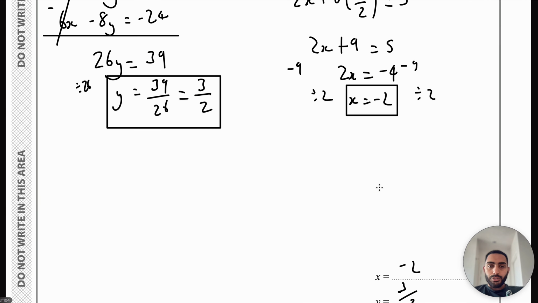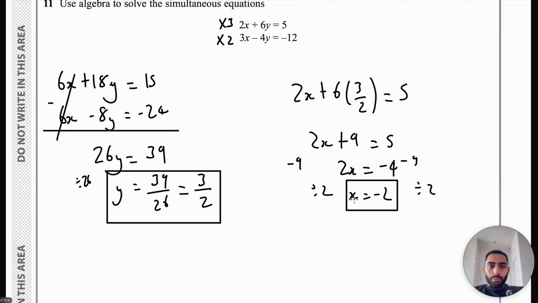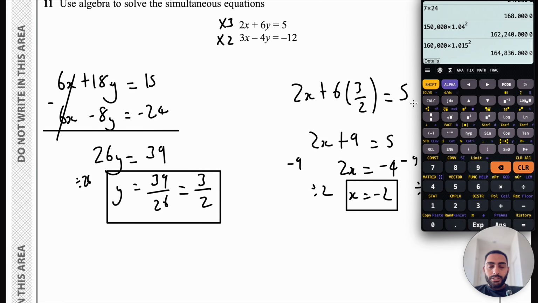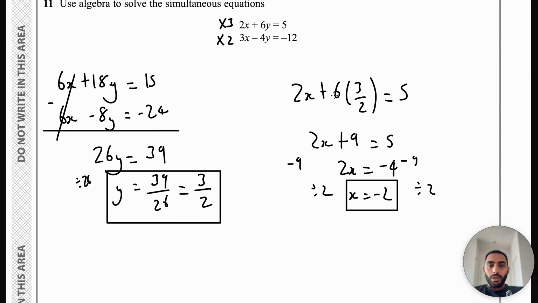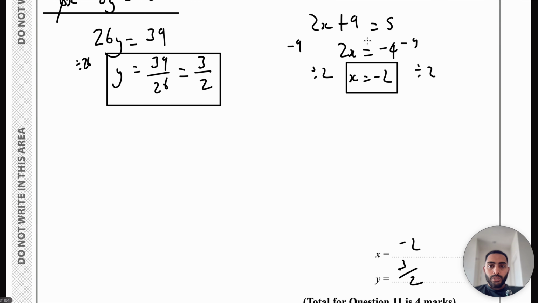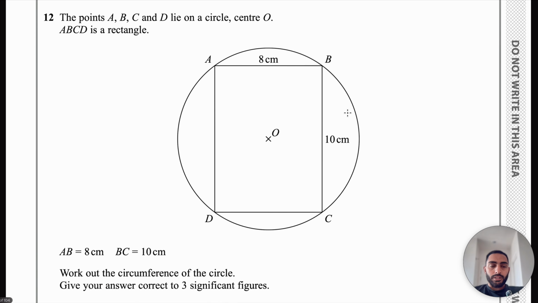And x is negative 2. You can check this by substituting both of these into these equations, and you would get an answer of 5 and negative 12. At this stage, you could also type it into your calculator with the method that I showed you before, and you would be able to solve it. But you do need to show your working out, just in case you make any mistakes.